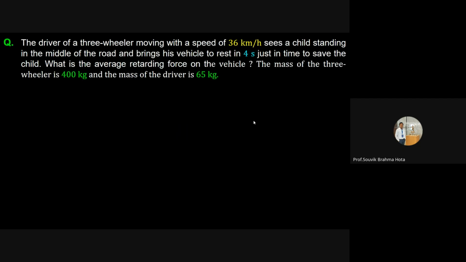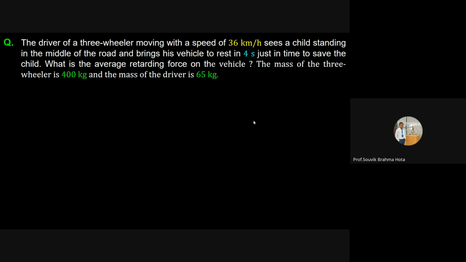See this question: the driver of a three-wheeler moving with a speed of 36 km per hour sees a child standing in the middle of the road and brings his vehicle to rest in 4 seconds, just in time to save the child. What is the average retarding force on the vehicle? The mass of the three-wheeler is 400 kg and the mass of the driver is 65 kg.